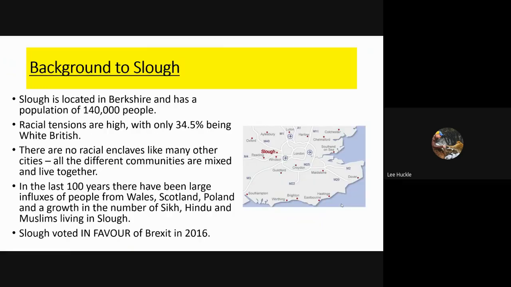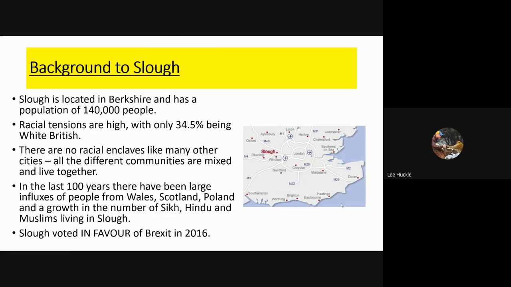So you'd have gone over a bit of background to Slough, its location, where it is, the population of Slough, looking briefly at the racial tensions there that were high, with only 34.5% being white British in Slough. There weren't, and there never has been, any racial enclaves like many other cities. Communities are much more mixed in Slough. And then looking over the last 100 years, there have been large influxes of people from Wales, Scotland and Poland, and then the growth of the Sikh and Hindu and Muslim communities living in Slough. And then, interestingly, Slough voted in favour of Brexit in 2016.